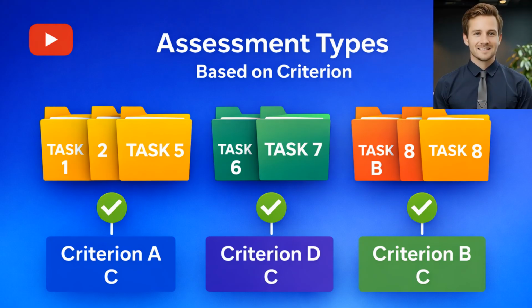In the MYP eAssessment mathematics paper, the total score is 100 marks, with each criterion weighted equally at 25 marks. Tasks 1 to 5 assess criterion A and C, contributing 30 to 35 marks. Tasks 6 and 7 focus on criterion D and C, again worth 30 to 35 marks. The final task 8 assesses criterion B and C, also carrying 30 to 35 marks. Together, all criteria combine to form a balanced 100-mark assessment, testing knowledge, reasoning, communication, and real-world application.